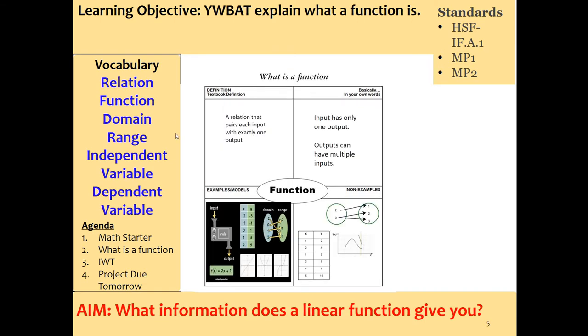The definition of a function is that it's a relation, and a relation is just a relationship between two data sets that pairs each input with exactly one output. All right, so for the definition part, just write this definition. Basically, in my own words, it means that an input has only one output.